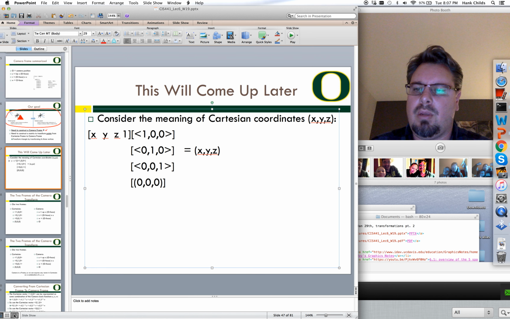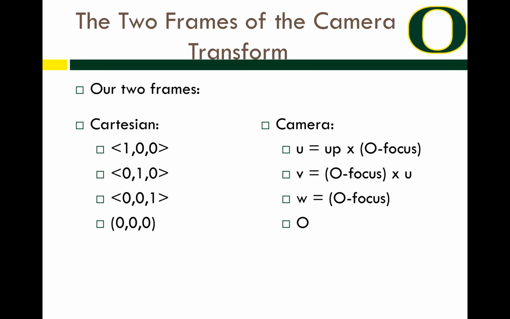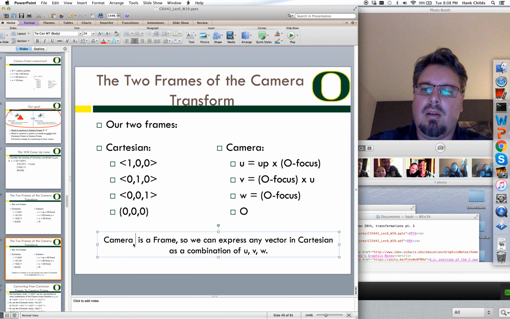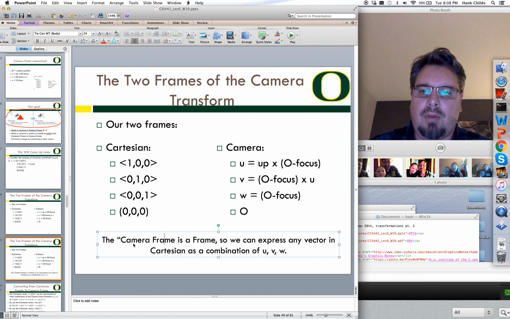Okay, so here we go. So we've got 2 frames, and so the input frame is in world space. It's the Cartesian frame, and then the camera frame is the one that we described in video 3. And of course this says O, and it actually means the camera position, which may very well, in fact almost certainly, is not 0, 0, 0. And so the camera frame is a frame. So let me say it again. A camera frame is a frame.